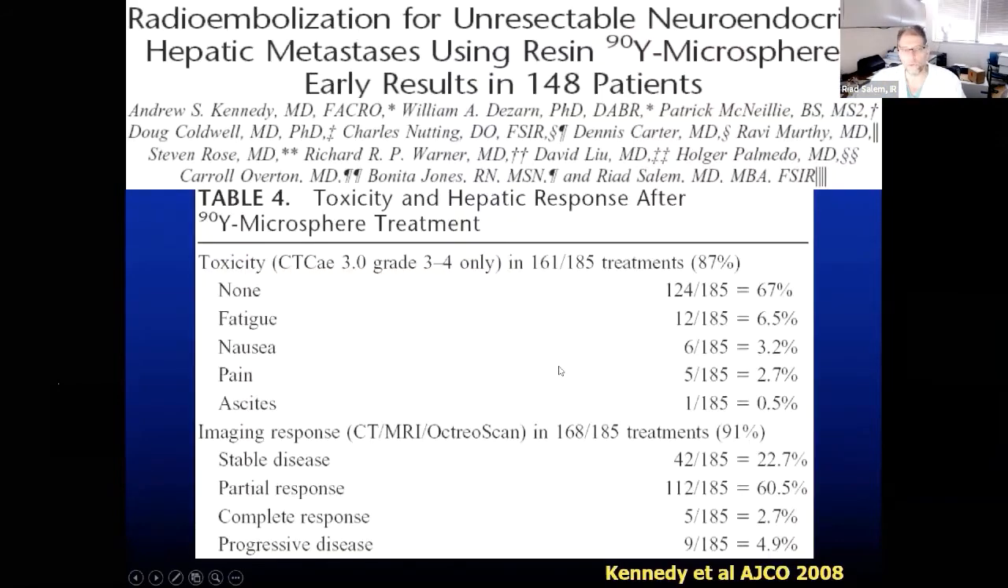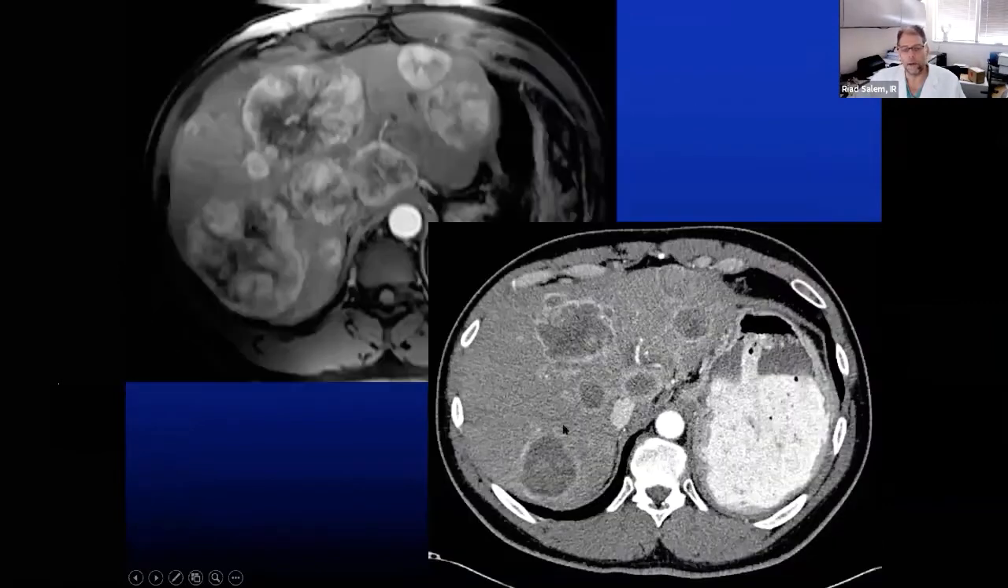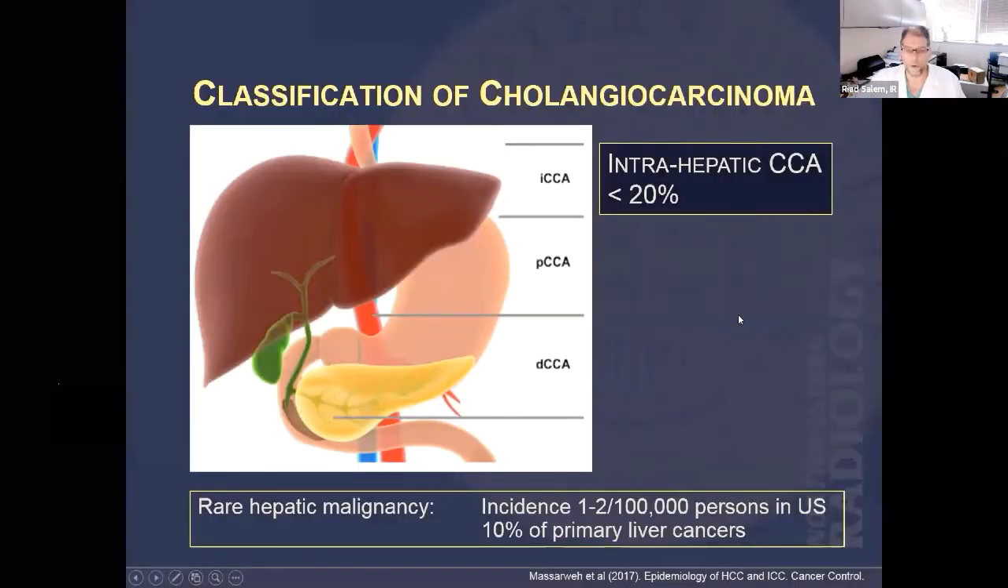Briefly on neuroendocrine tumor metastases, also a paper from Andy Kennedy early on showing very high response rate with Y90. We know that neuroendocrine tumors are very hypervascular, so we know that they should get a response, and it looks something like this. Large lesion here with an excellent response after one treatment, and multifocal bilobar disease, excellent response. There's a whole session on this tomorrow on neuroendocrine.